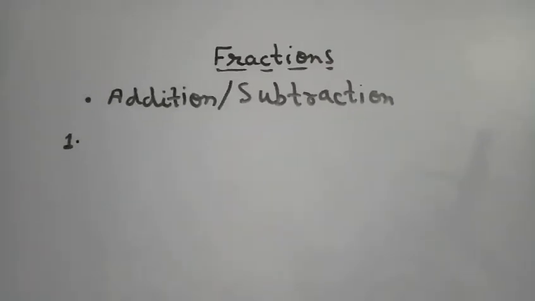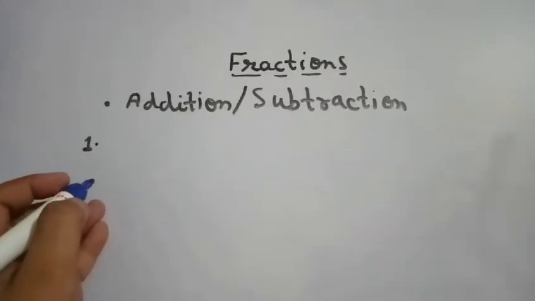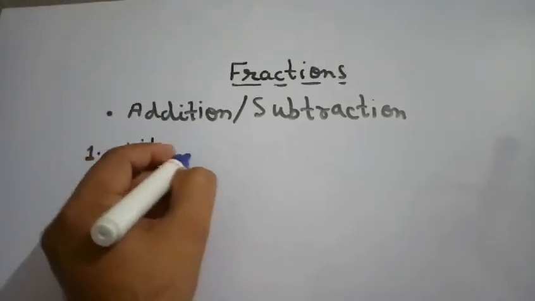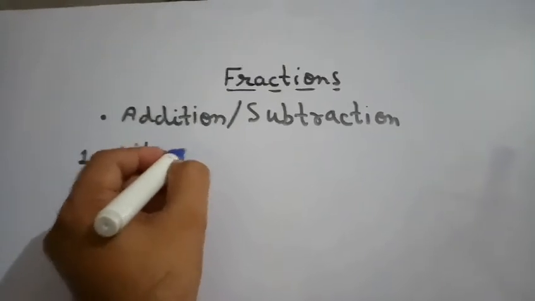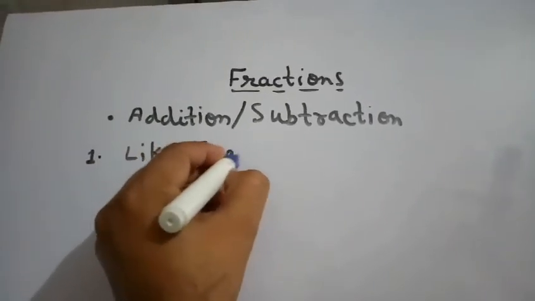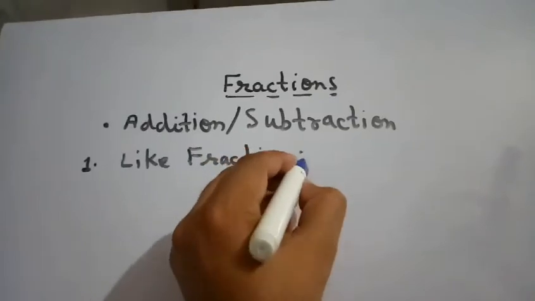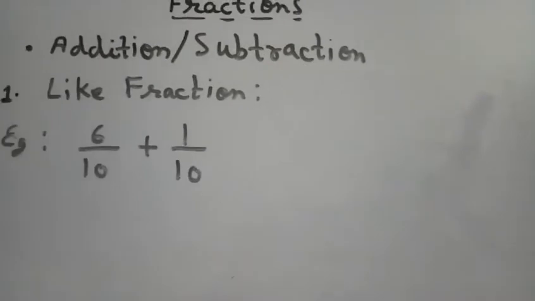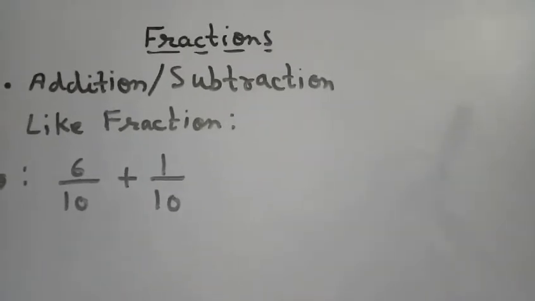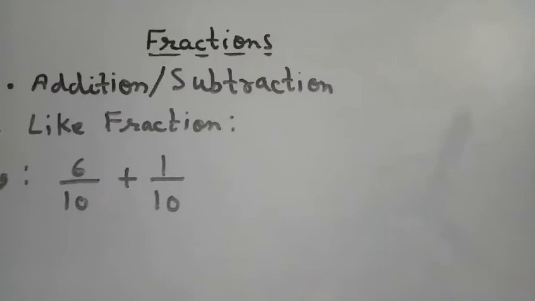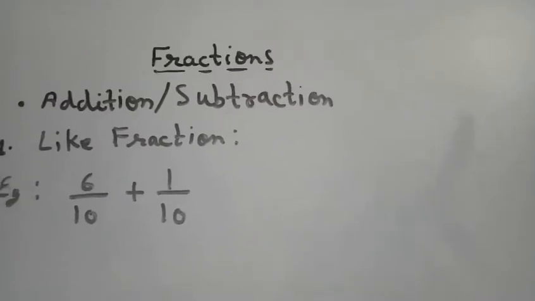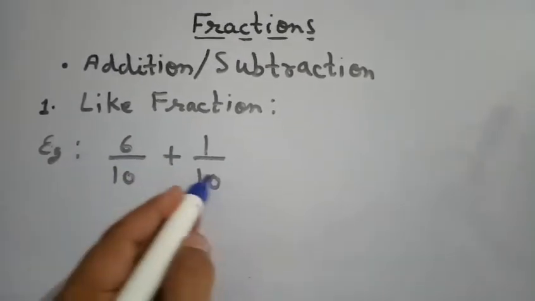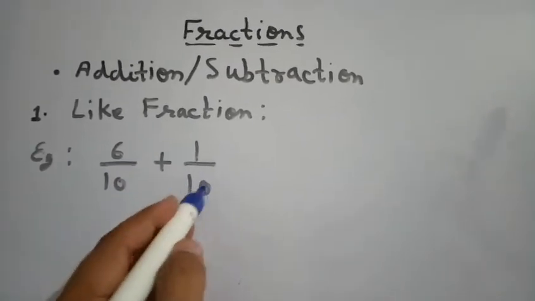So, students, first we have to understand addition of like fractions. Addition and subtraction of like fractions means the sum of two or more like fractions is found by adding only the numerators. Example: these two fractions are like fractions because their denominators are the same.